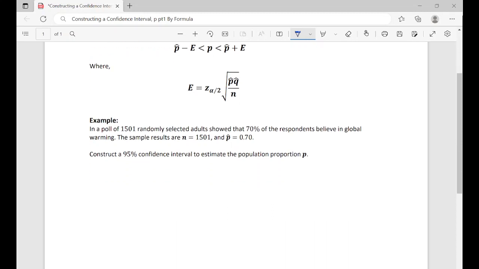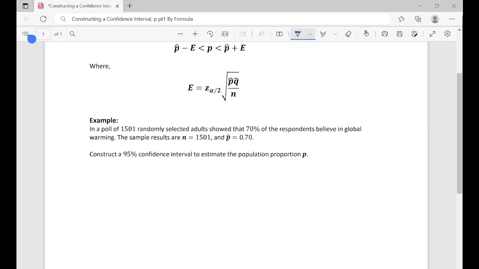So let's see what we have in our question. A poll of 1,501 randomly selected adults showed that 70% of the respondents believed in global warming. The sample results are n equals 1,501 and p hat equals 0.70. We are going to construct a 95% confidence interval to estimate the population proportion p. So we're trying to find a population proportion confidence interval.